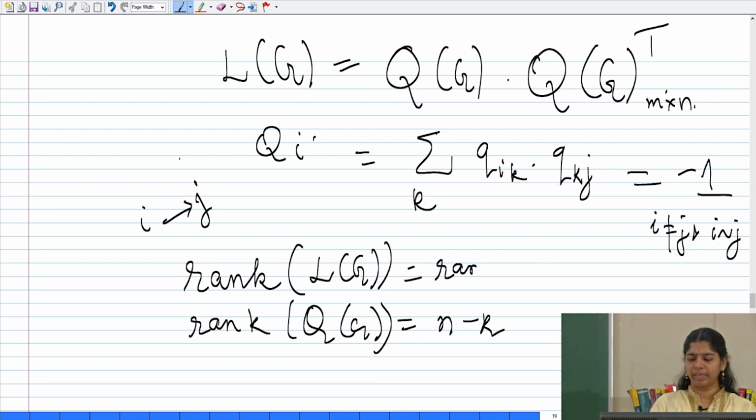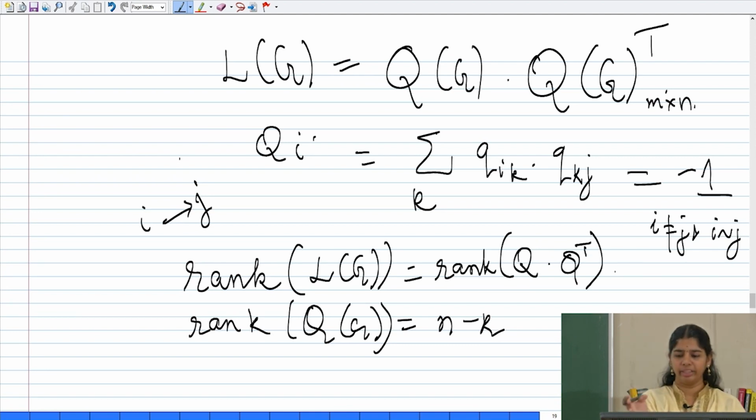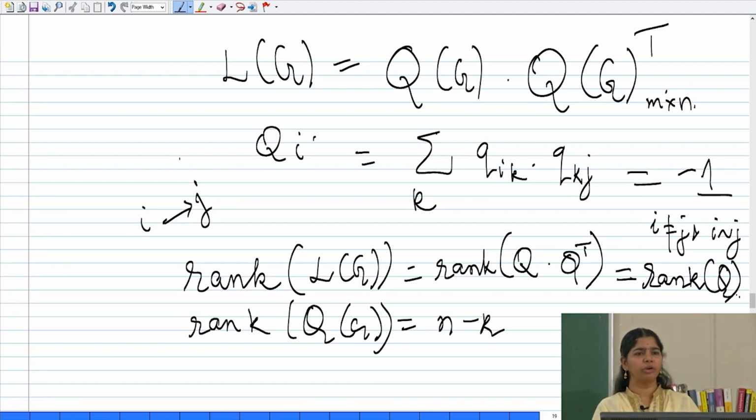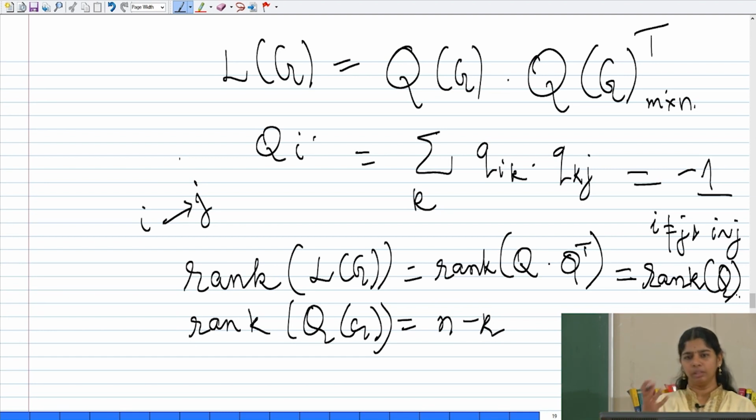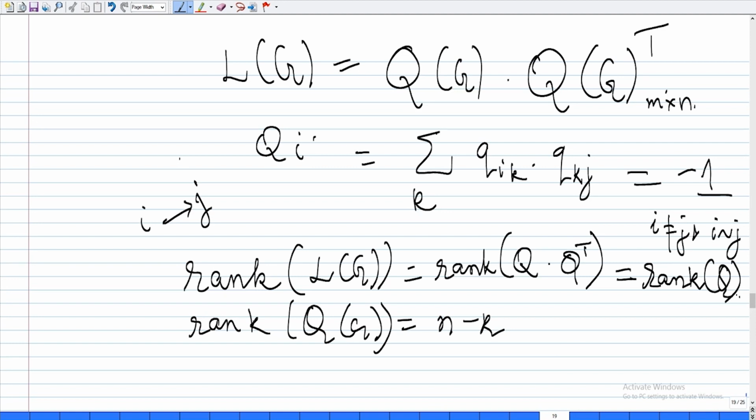So, this should translate to the rank of Q transpose. I just rewrote it from the definition. We can still see that this would be equal to the rank of Q, because Q transpose is an n by m matrix, times an m by n matrix, right. So, we will have an n by n matrix which looks like L of G, and this rank of L of G is equal to the rank of Q matrix, okay. And hence we can say that the rank of L is equal to n minus k, okay.